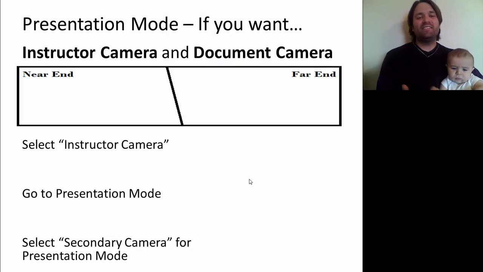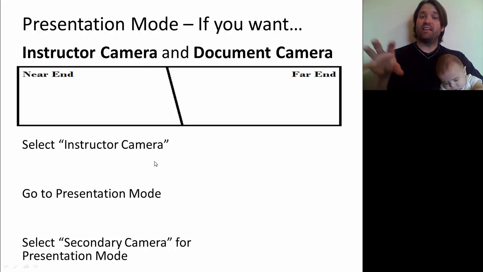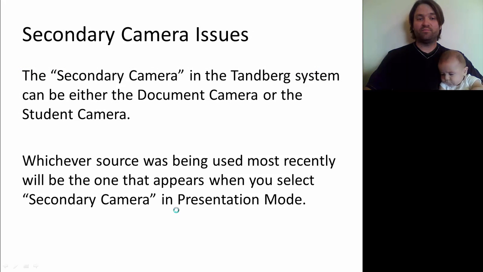Now, basically, I wanted to talk about thinking about what you want the screens to look like. On the other end, if you want the instructor camera on one screen and the document camera on the other, here's what you want to do. First select the instructor camera to be the main source, that is what's currently on the screen. Then you go to the presentation mode and you select secondary camera, and that's going to put the document camera on the other screen on the far end.